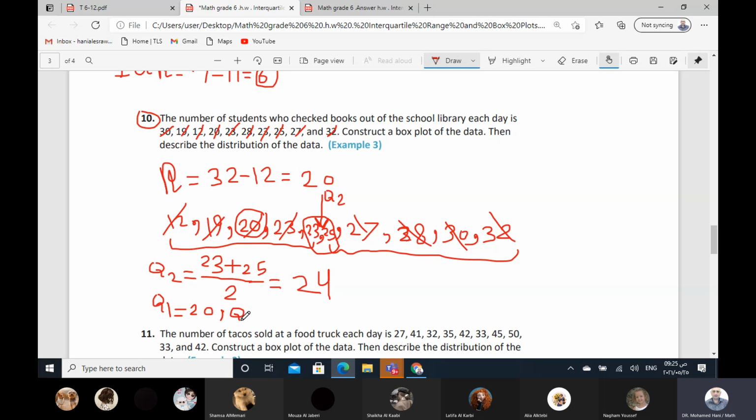Okay, who can give me the Q3? What is the Q3 here? Who can solve the Q3 here? The third quartile. Sir, is it 38? I think you mean 28. Oh, sorry. Yes, 28, sorry. Thank you, Nagam. So now we have the interquartile range.